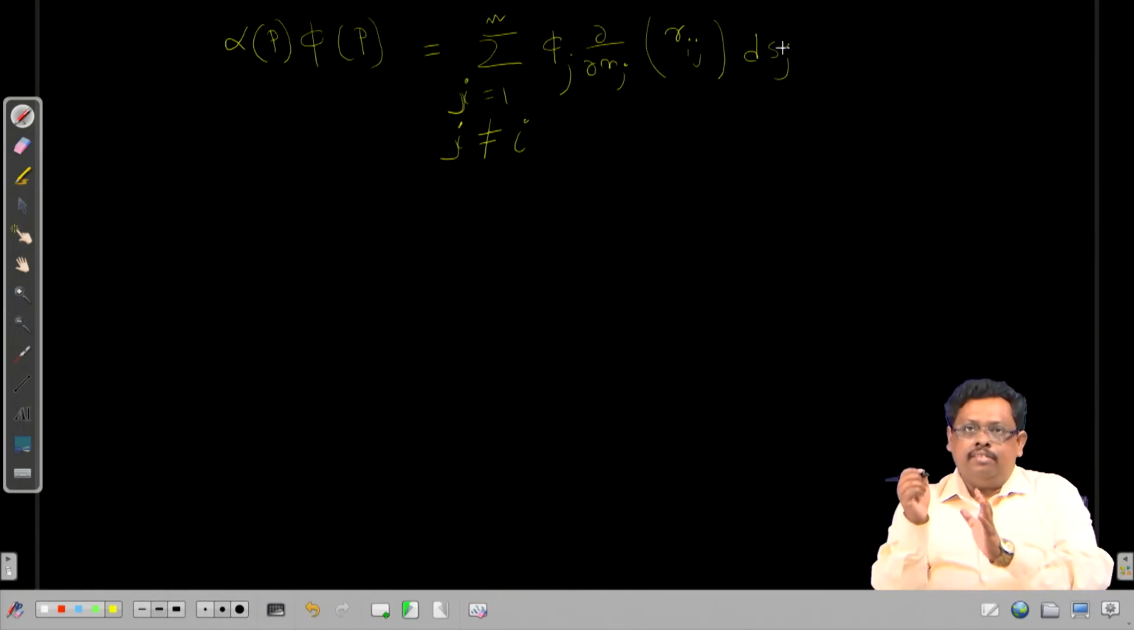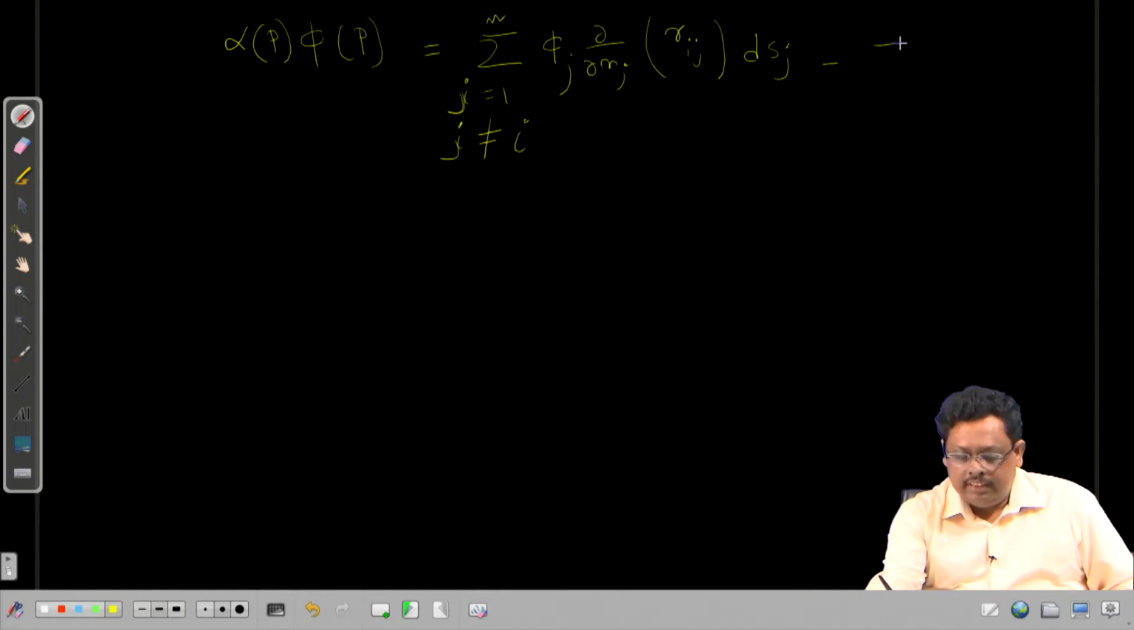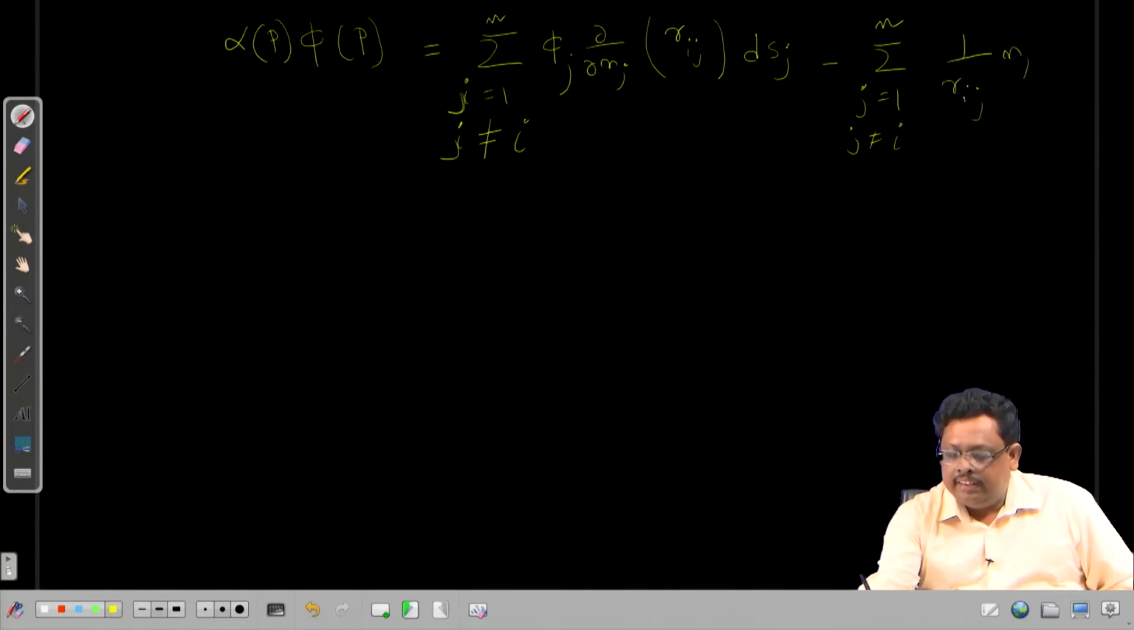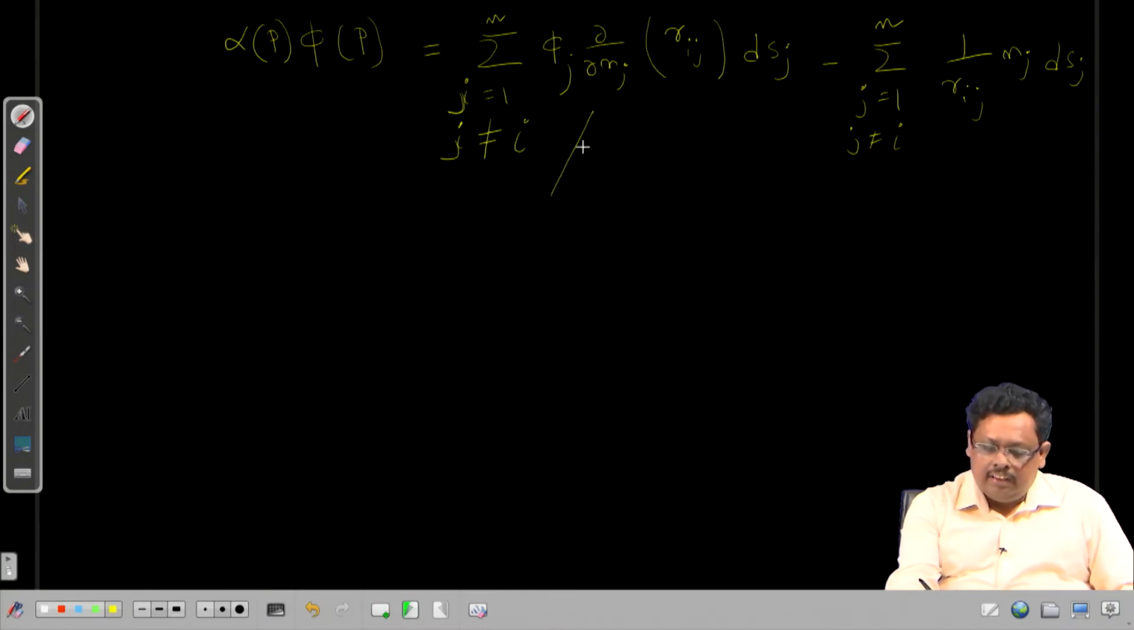So, this is the first part of the thing, and then it is minus the sum over j equal to 1 to n, j not equal to i, and here it is 1 upon r i j into n j into d s j. So, you have now two things, right. Now, this part we call as the influence matrix.